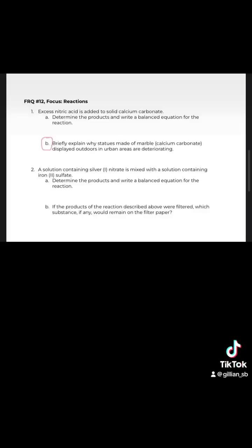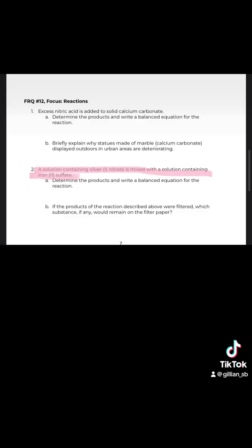in order to have it be equal to the number on the product side. The second part of the first question is asking to briefly explain why statues made of marble or calcium carbonate displayed outdoors in urban areas are deteriorating. And the answer to this question is just that when calcium carbonate is exposed to acids in the environment, different substances can form. And these substances could turn out to be soluble or turn out to be gases. And a gas or a soluble substance will deteriorate much more easily than a solid.